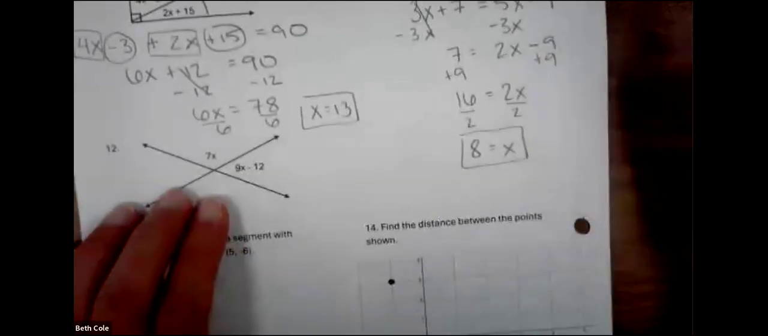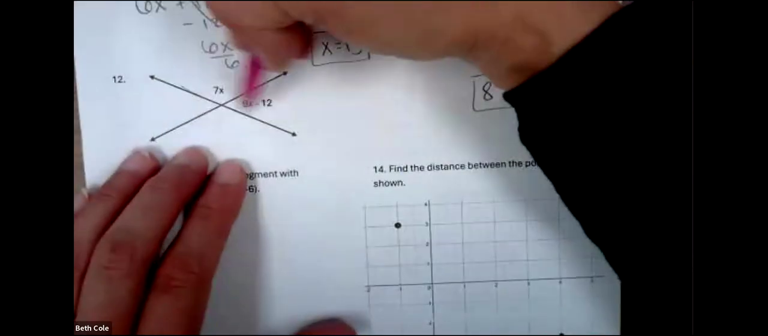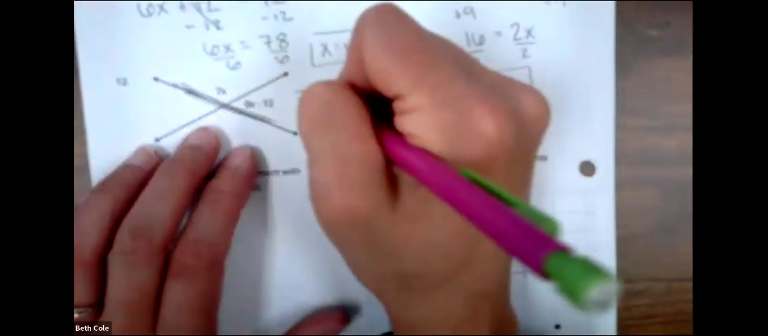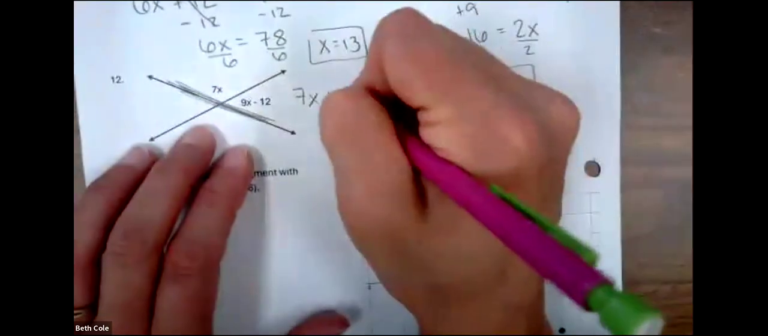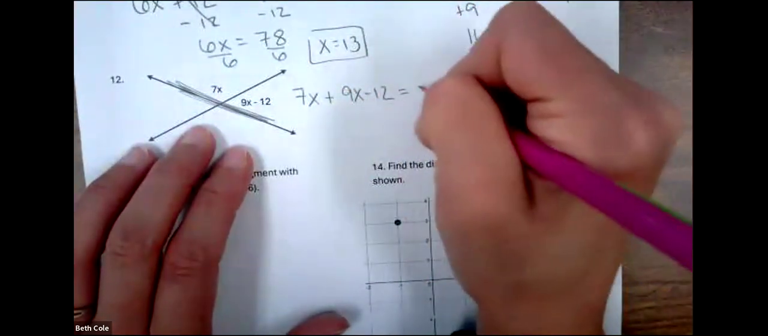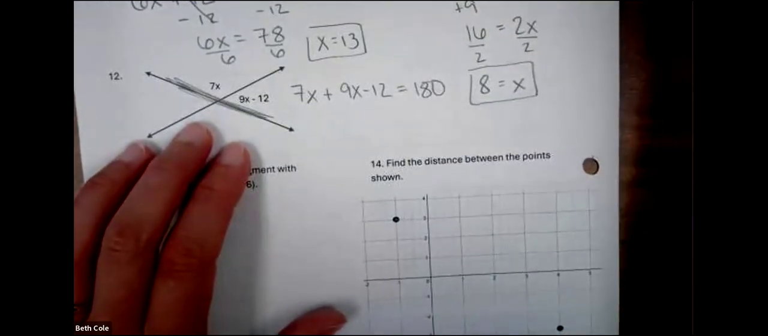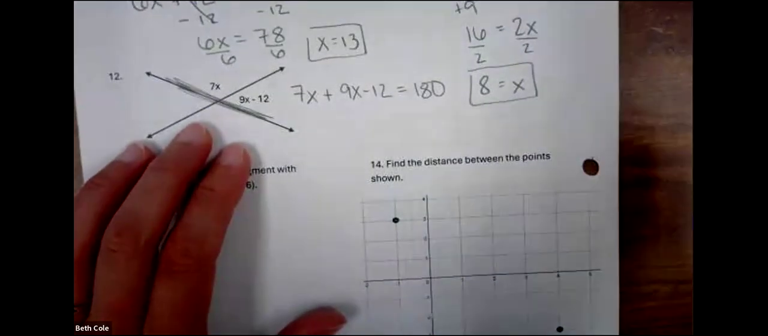Okay, so number 12. Do you see how this makes a straight line? All right, that's worth 180. So we're going to do 7x plus 9x minus 12, good, equals 180. Now I'm going to expect you to be able to solve it. So we're going to solve it, and then we'll use the calculator to check.